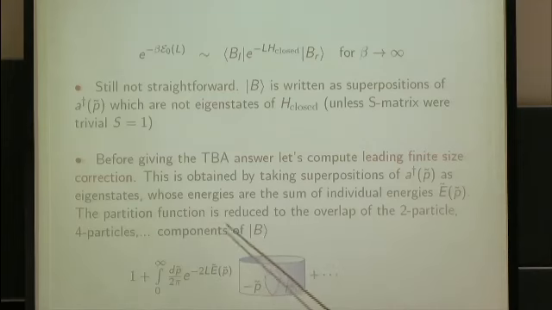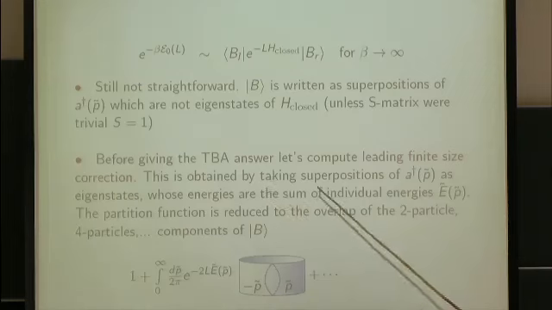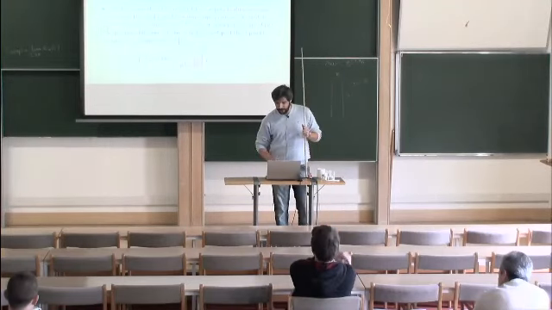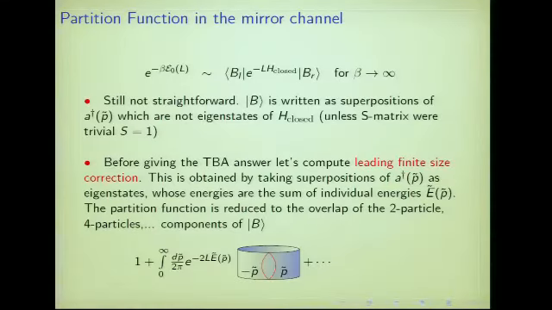But before doing that or presenting the result of that computation, I'm just going to assume for a moment that these creation operators that were used in the boundary state are precise eigenstates of the Hamiltonian, and what this gives, as I will show later, is the leading finite size correction. So this is the Lüscher correction, if you want.